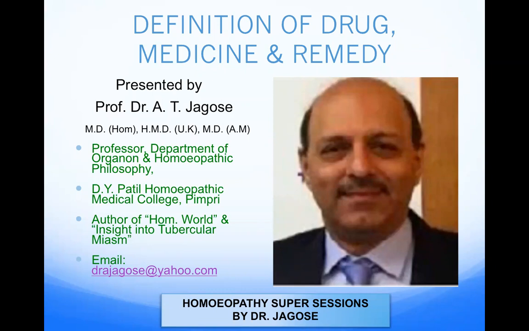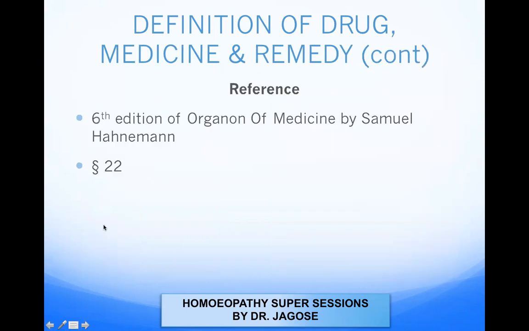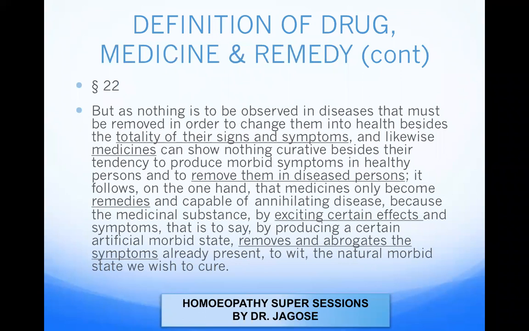Jagos. Today we'll be doing a small video on the definitions of drug, medicine and remedy. Well, the reference for this is your Organon textbook, 6th edition, written by Samuel Hahnemann, aphorism number 22. Now let's see what aphorism number 22 tells us. This is an important aphorism because it contains the definition of all the three: drug, medicine, and remedy.